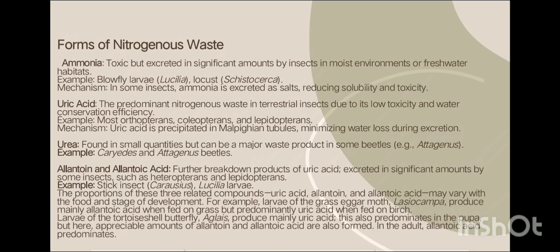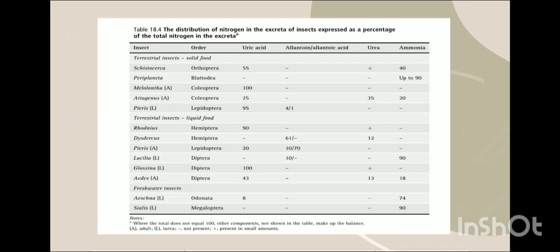The proportion of them will be different. So this is a table which shows the distribution of nitrogen in the excreta of insects.